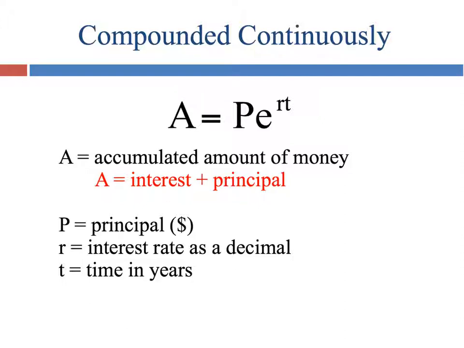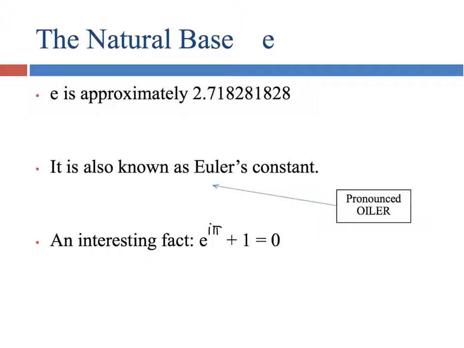The continuous compound interest model introduces us to a new base, which is base e. e is known as the natural base, or Euler's constant. It is an irrational number similar to pi, and its approximation is 2.718. And an interesting fact about the natural base is that e raised to the i pi power plus 1 will equal 0.